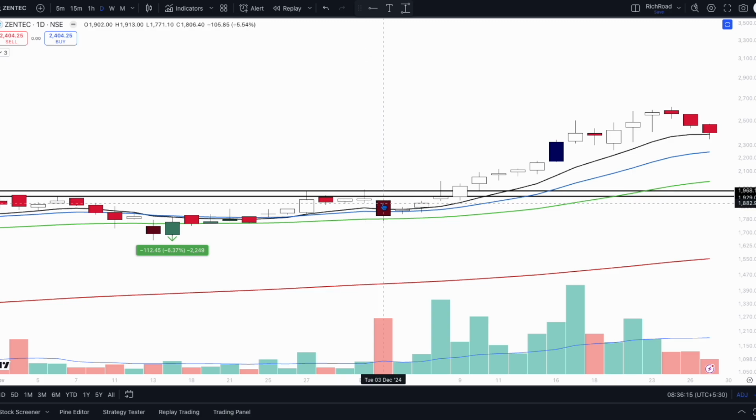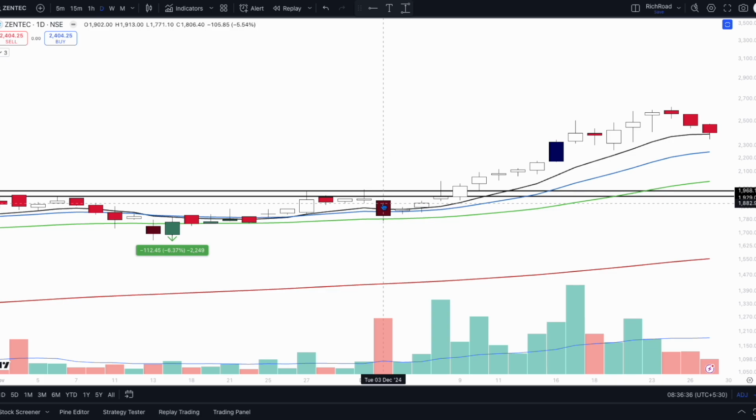and then you had a bad day on 3rd of December. It's a minus 5.5% day on really, really high volumes. Now, most of the people will say the market was bad. They'll give you 1,000 reasons for the stock to not work and all that. But this actually was a good day to take the trade.